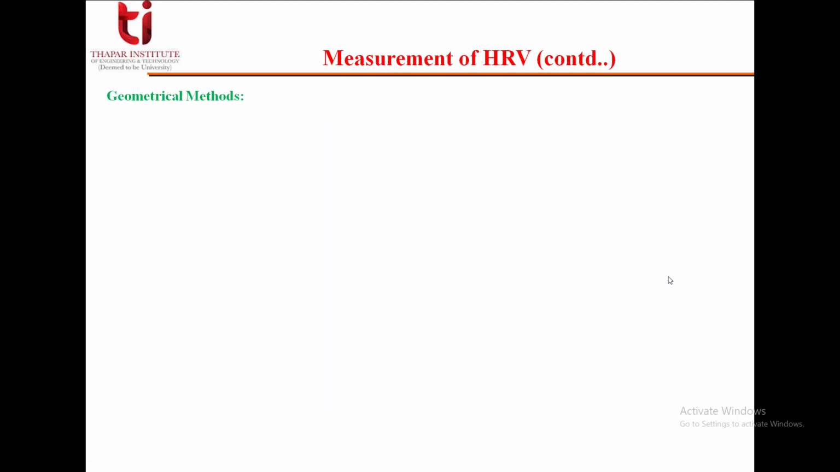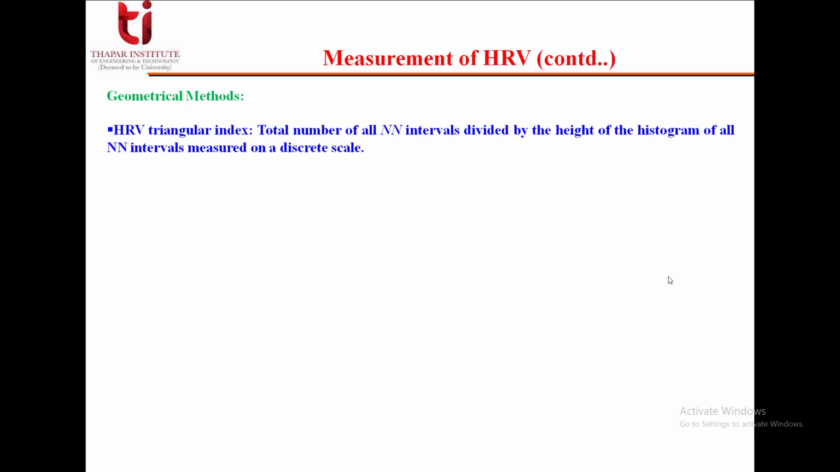Then we have some of the geometrical methods. One parameter in that is the HRV triangular index. Total number of all NN intervals divided by the height of the histogram of all NN intervals measured on a discrete scale. So that is the total number of NN intervals divided by Y, that is the highest peak we can say in the histogram.